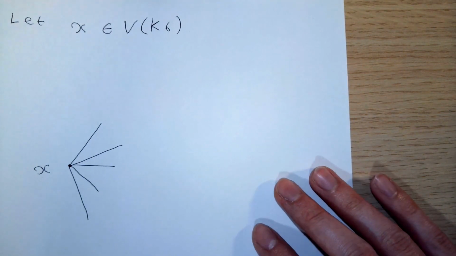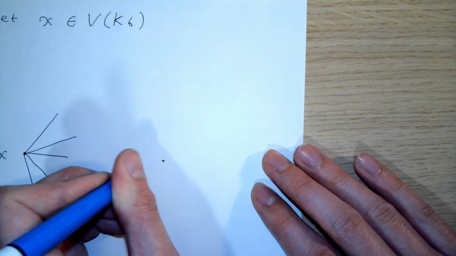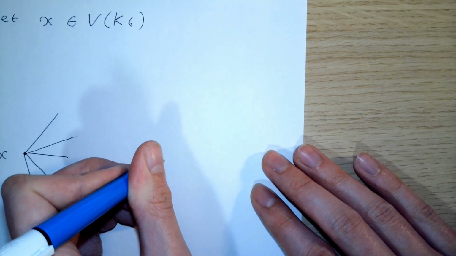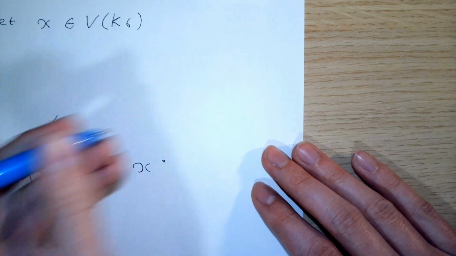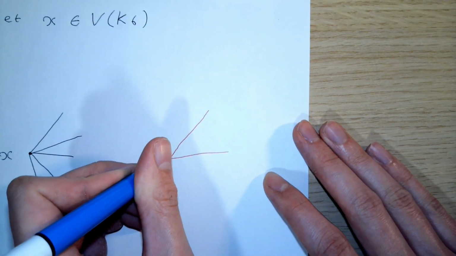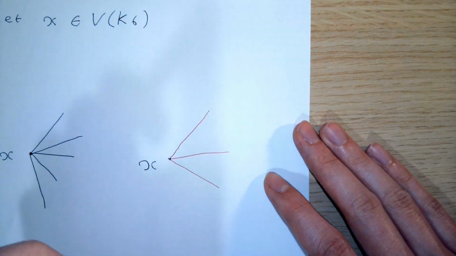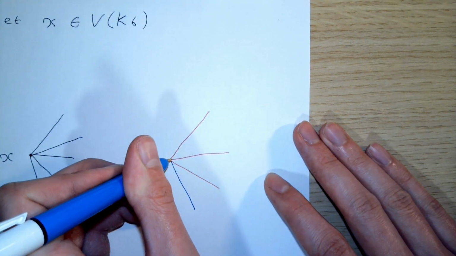And I'm going to do so in the following way. So let's look at our X again. And it's got our 5 edges, but they need to be coloured in a certain way. Now, let's say 3 of them are red, then the rest of them must be blue, of course. So the rest of them must be blue, like this.